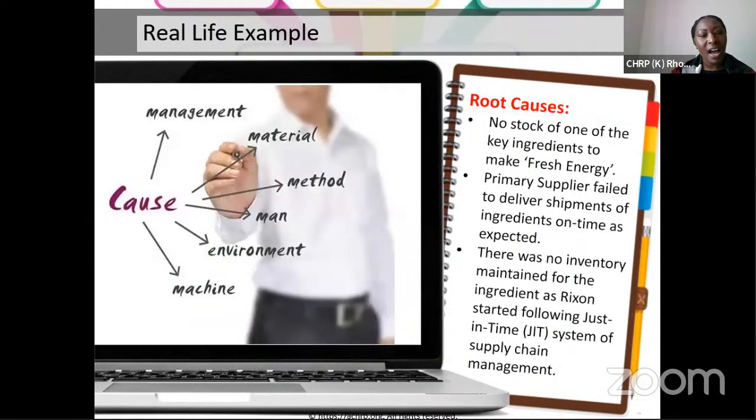So the issues that he looked at, the causes, were the management of the whole supply chain, even the people learning the system. The material was an issue, the method was an issue, the people involved, that's the team, the environment, and also the machine could be some of the possible causes of issues we have in the workplaces.